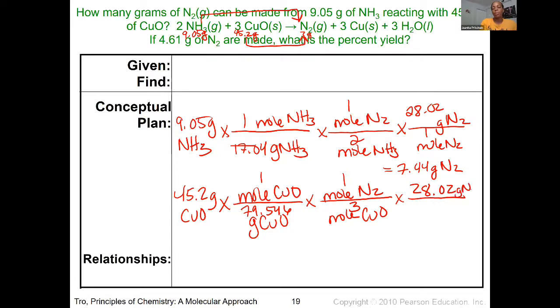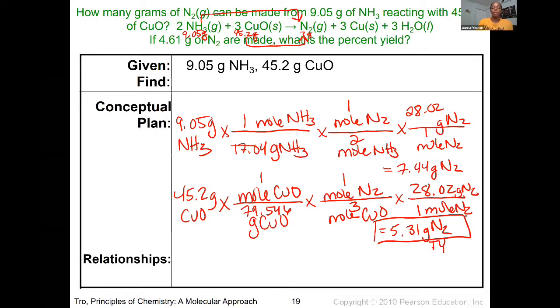28.02 grams of N2, and on the bottom, 1 mole of N2. Now when we plug this in, 45.2 times 28.02 divided by 79.546 divided by 3, what we end up with is 5.31 grams of N2. So if these are the 2 answers you get, which would you pick as your theoretical yield? Well, again, it's going to be that smaller amount. That would become your theoretical yield. This one would end up being our limiting reactant, the copper 2 oxide, and making ammonia our excess reactant.